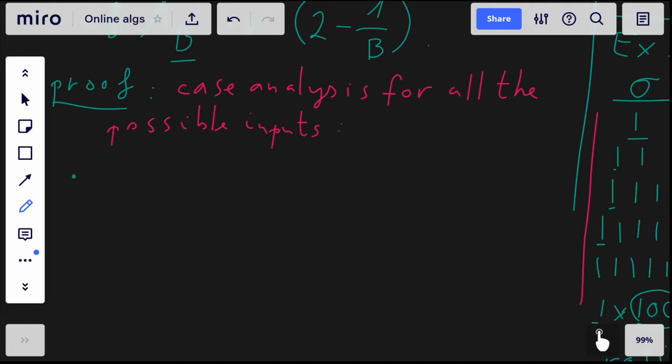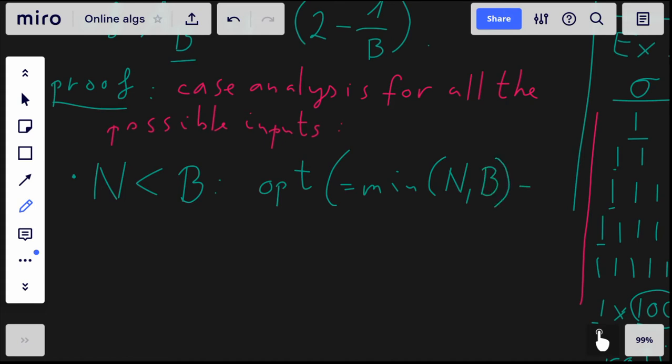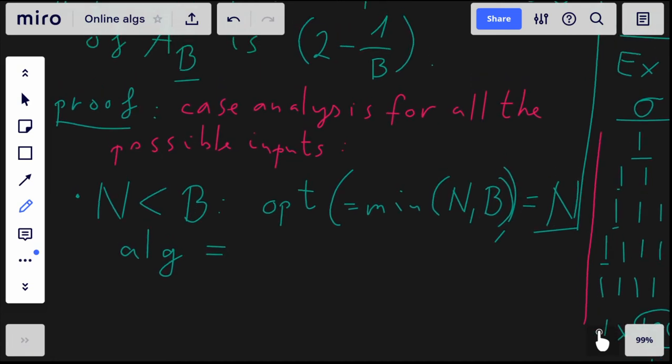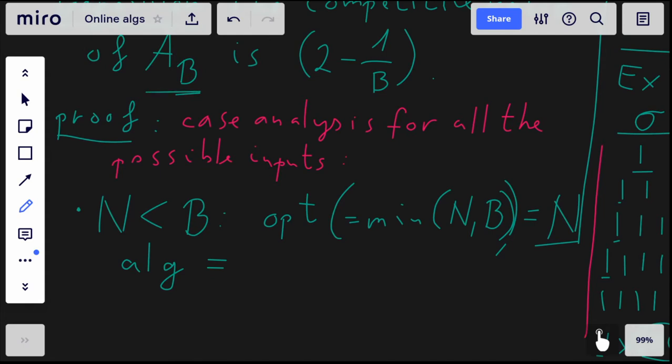The first case is if the number of snowy days is smaller than b. Then the optimum cost, remember the optimal cost is always the minimum of n and b, so if n is smaller than b, it's just n. And the algorithm's cost, which is usually denoted by H. Okay, so we are running AB. AB just keeps renting and it buys a ski on the bth snowy day. But there are no b snowy days, which means that it's just renting for n days as well. So in this case, the algorithm divided by the optimal cost is just n over n, which is 1.